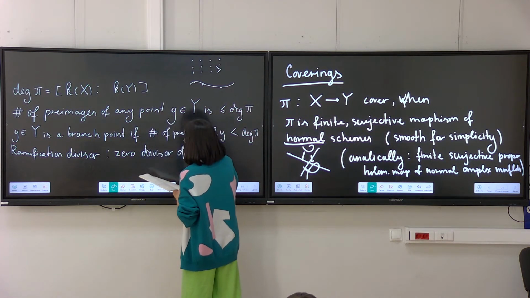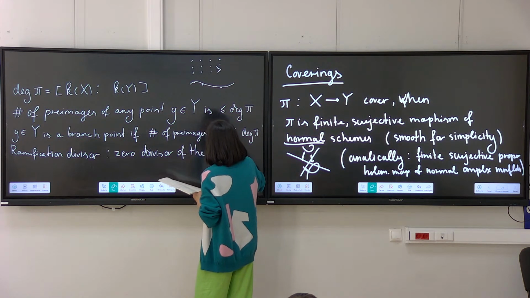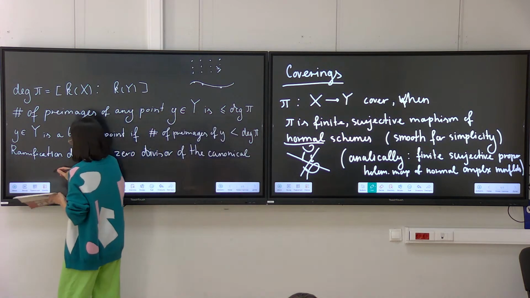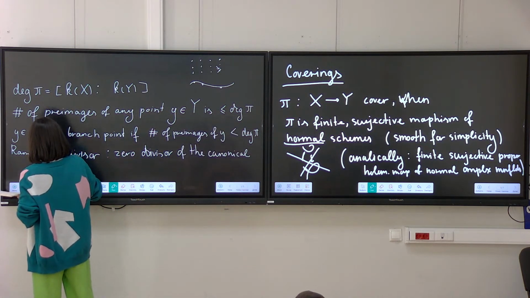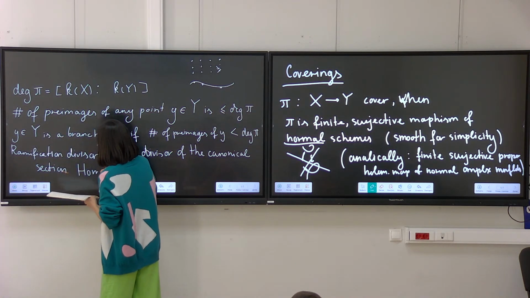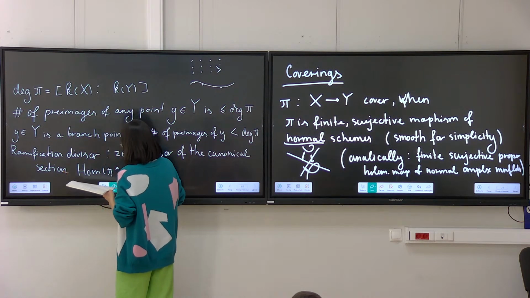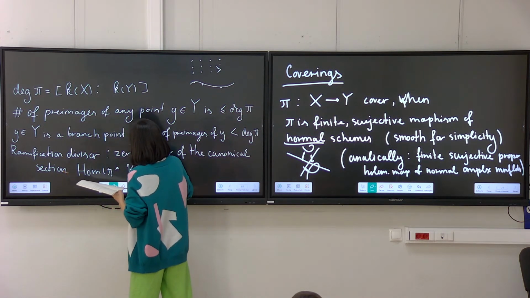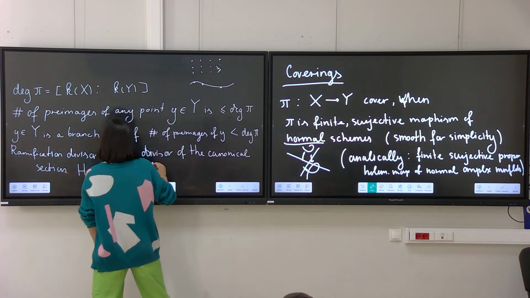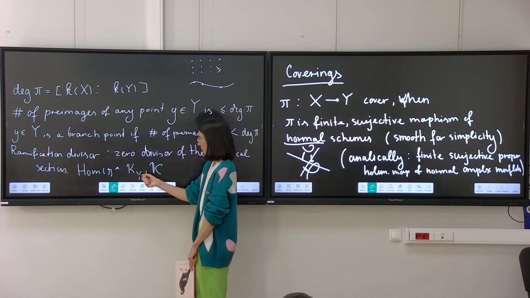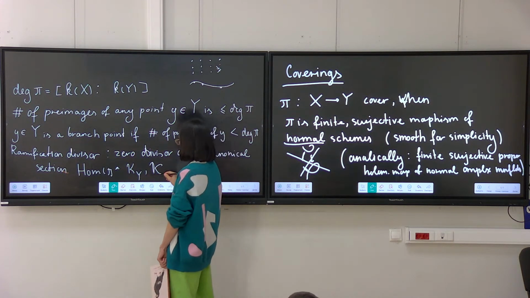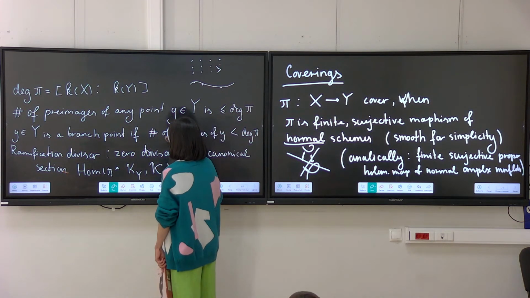Divisor of the canonical section. I will explain everything by a prostar before. It's okay if I sometimes write k, and sometimes write omega. This is always the canonical bundle. I suppose that everyone knows this.